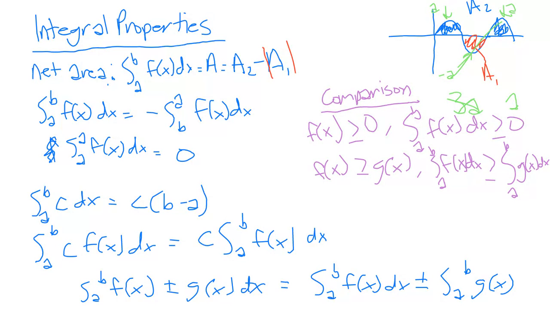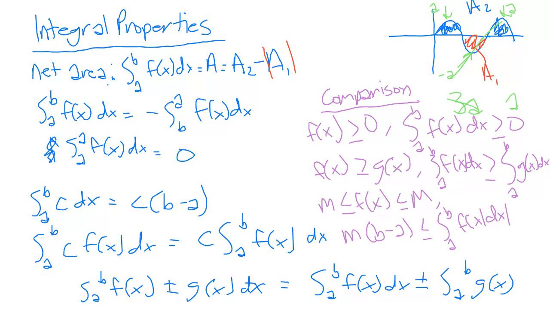And then lastly, if our function lies between two constants, then the small constant times b minus a is less than or equal to the integral from a to b of f, which is less than or equal to the bigger constant times b minus a.